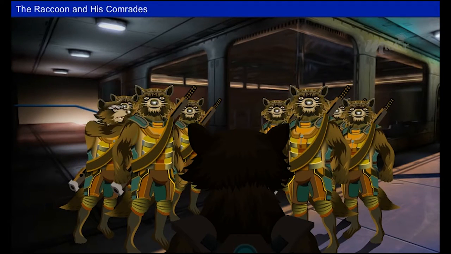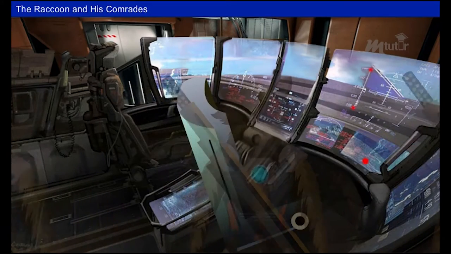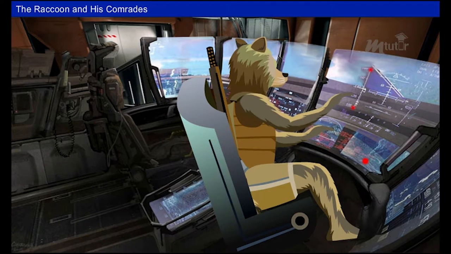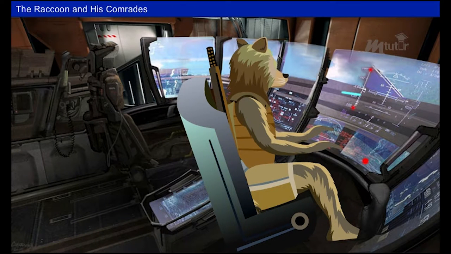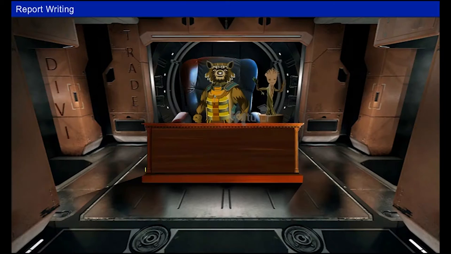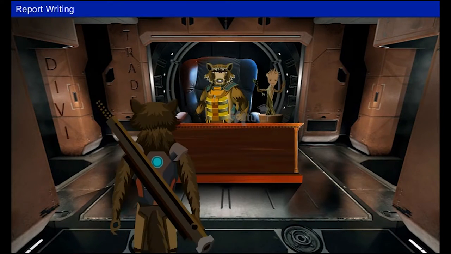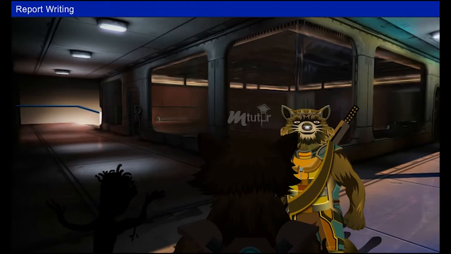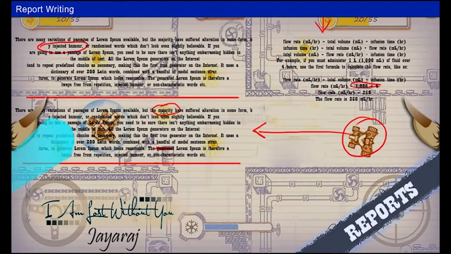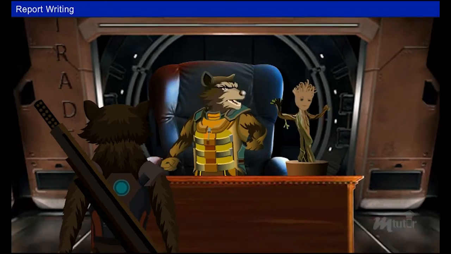God, I'm done. What happened in this scene? The head raccoon told the soldier raccoons to prepare a report. Let us see how the raccoons prepare their report. Soldier raccoon 1 comes with a report and shows it to the head raccoon. Head raccoon reads the report and throws it back with anger.